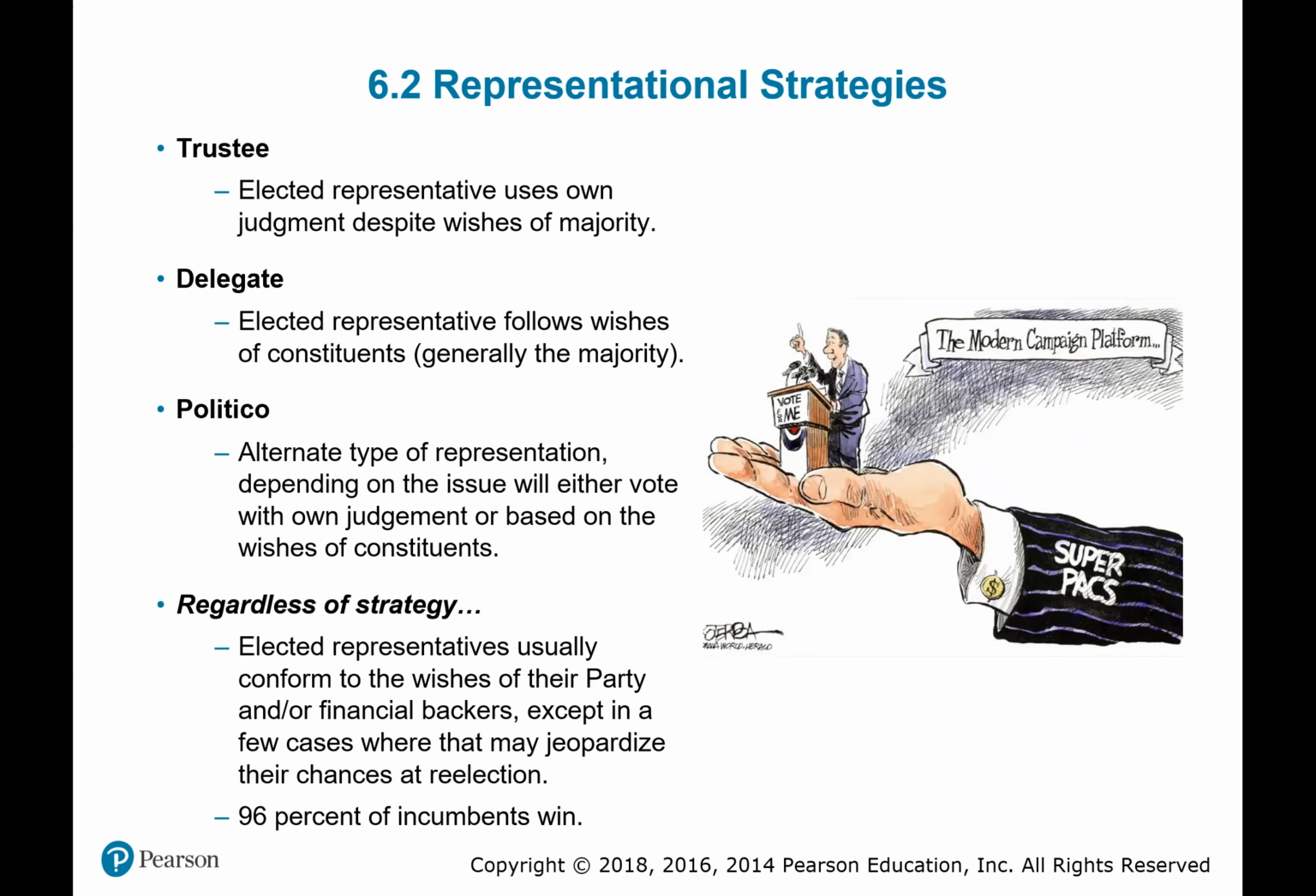However, today the best explanation of the style uses Politico. And this is an alternative type of representation, and it depends on the issue, whether they'll vote with their own judgment or based on the wishes of constituents. And you also have to bring in here that the political party, as well as different caucuses, come into play on how the representative will vote. So in some cases, they'll vote against the majority if that's perhaps what their caucus suggests or what the party suggests, or perhaps they'll vote with the constituents on certain items that are very politically strong in their district or state, especially wedge issues, as we read in the text.